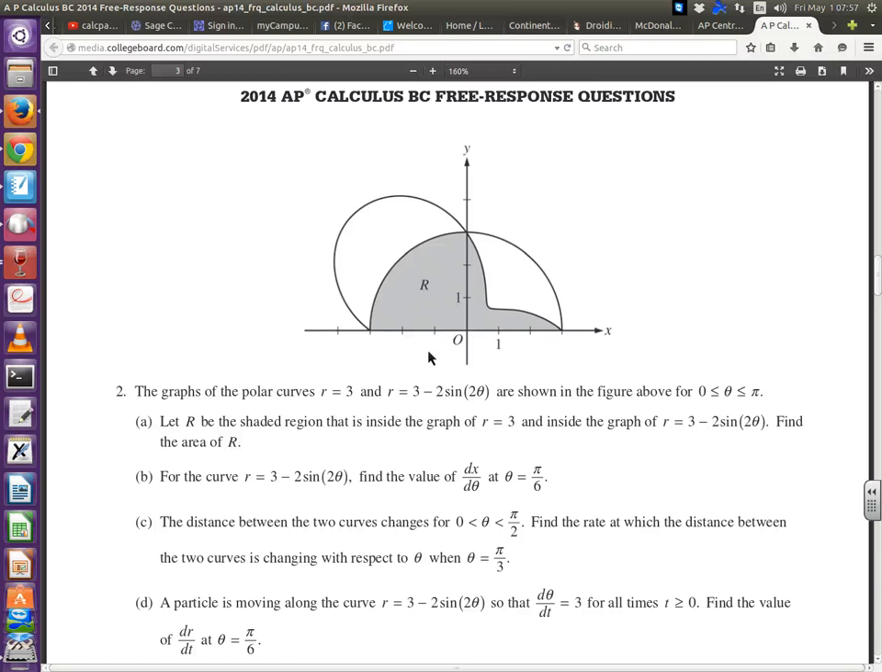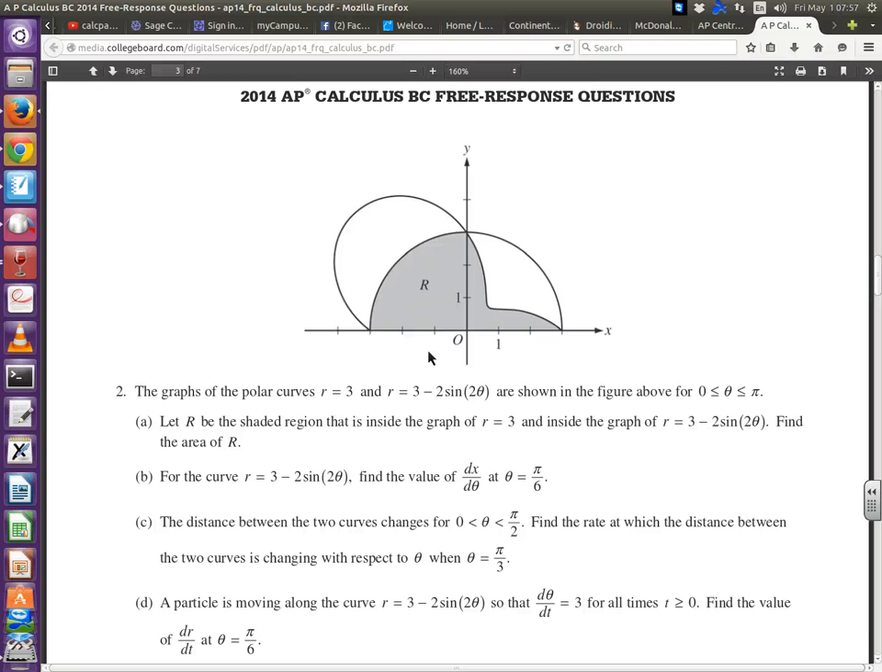The graphs of the polar curves r equals 3 and r equals 3 minus 2 sine 2 theta are shown in the figure above. By the way, they don't have the graphic for you because BC2 is the calculator active section, so you might have the graphic yourself. They are shown in the figure above for theta between 0 and pi. Let R be the shaded region that is inside the graph of r equals 3, but outside the graph of 3 minus 2 sine 2 theta. Find the area of the region R that's shaded.